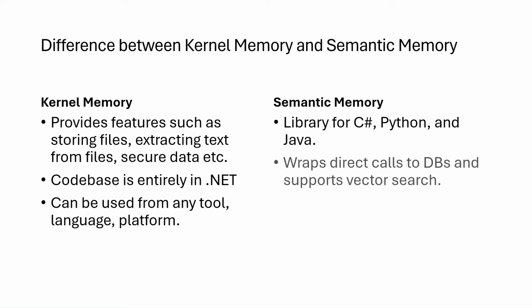Now, semantic memory is a library for C#, Python, and Java, and it wraps direct calls to databases and supports vector search. It was developed as part of the semantic kernel project and kind of serves as the first public iteration for long-term memory. The core library itself is maintained in 3 different languages, while the list of supported storage engines, known as connectors, kind of varies across these 3 different languages.